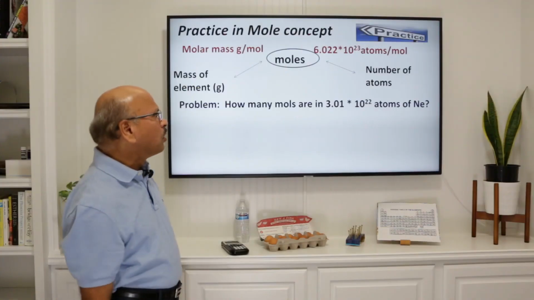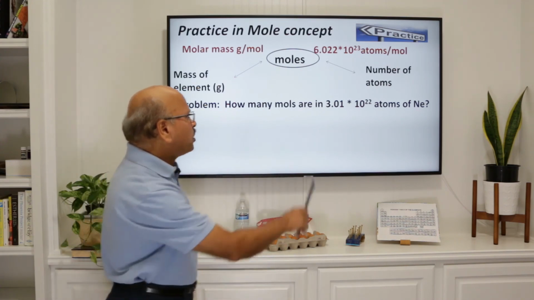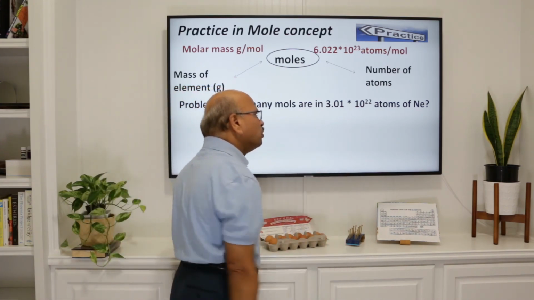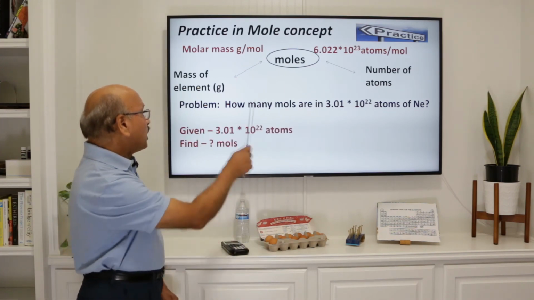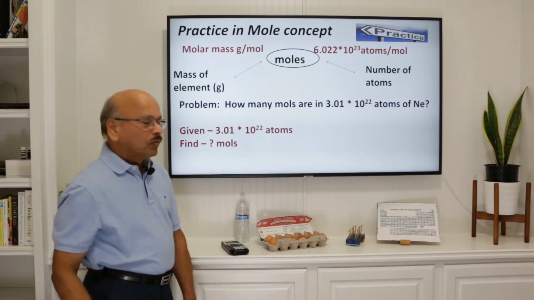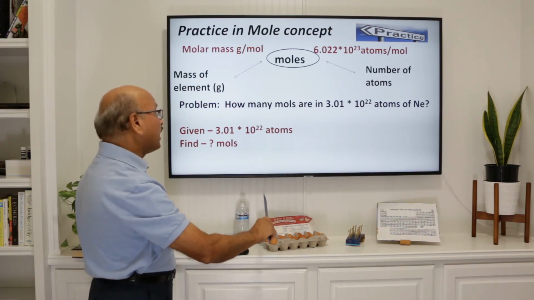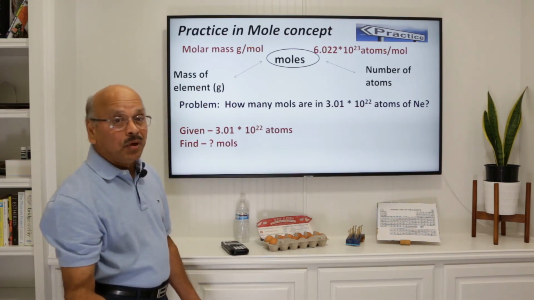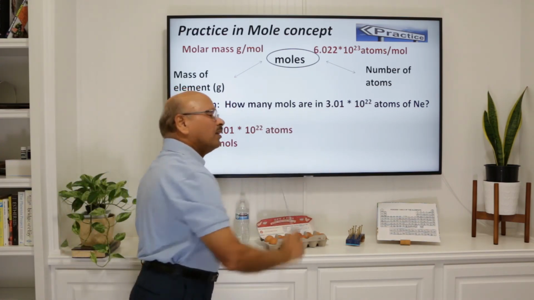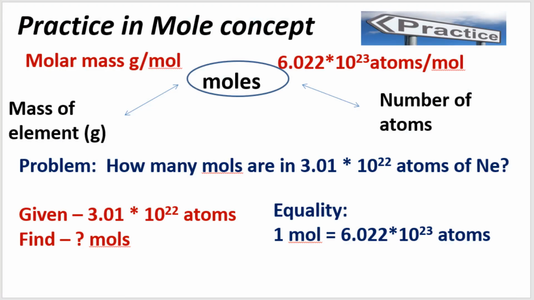Let's do a particular calculation here. How many moles are in 3.01 × 10 to the power 22 atoms of neon? Okay, what is given here? We are given the number of atoms. What do you want? The question asks you how many moles. So what is the connection? We have to connect the number with the mole. A number and mole are always connected by what? The Avogadro number. So the connection is 1 mole is the Avogadro number of atoms.